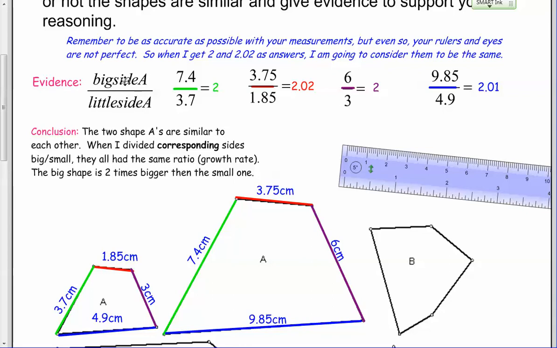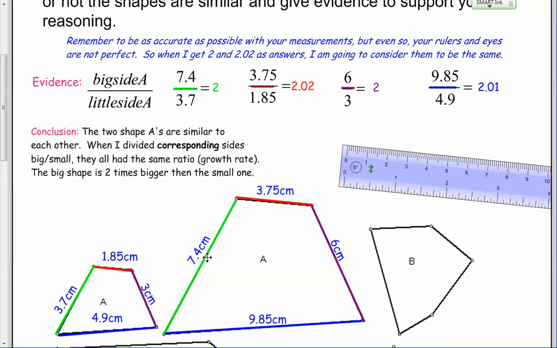So I'm going to take big A and divide it by little a. Big A and little a. And then I'm going to divide out their corresponding sides. So it does me no good to compare a green side with a red side because they don't go together. So just make sure you're dividing corresponding sides.